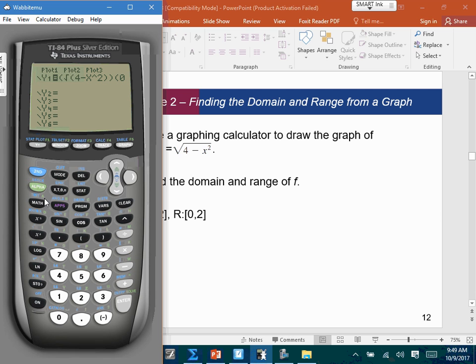And now to get inequalities, anybody know how to do that? I go to second, and then my math key. I'm just going to go to test. I'm going to go down to less than or equal to. So 0 is less than or equal to, I'm going to hit x. And now I'm going to go second math again, hit 6, and then let's go 2. So what I just typed in there is 0 is less than or equal to x is less than or equal to 2. Close that off. If we've done this right, and hopefully we have, I hit graph.